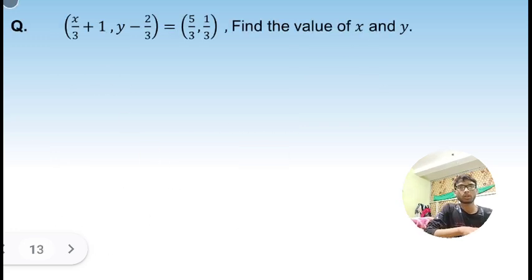Now next, in this, find the value of x and y. You will have to solve it. After solving this with any method, you will get the value of y and the value of x.